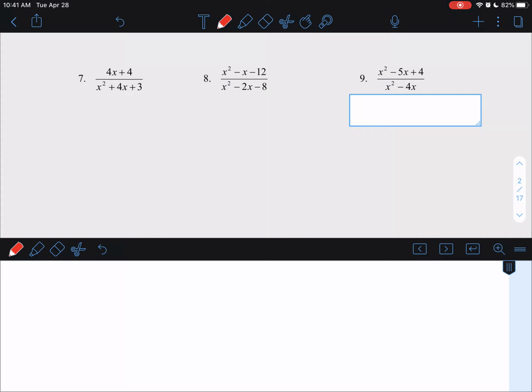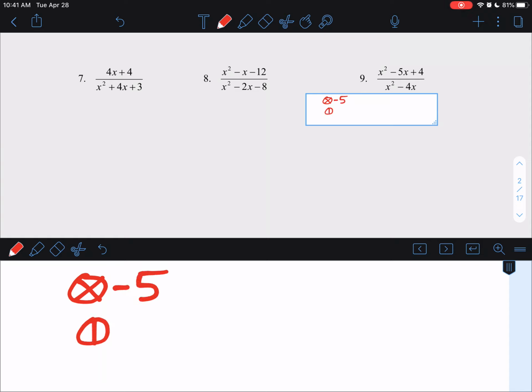So I've got x squared minus 5x plus 4, which means I'm looking for 2 numbers that multiply to be negative 5, but add up to be 4. Wait, I did that the wrong way. Okay. 2 numbers that multiply to be 4, but add up to negative 5. So these 2 numbers that add to negative 5 but multiply to be 4 are negative 1 and negative 4.